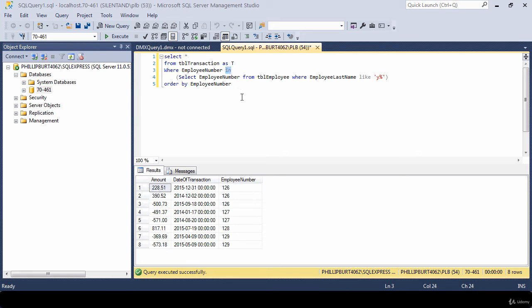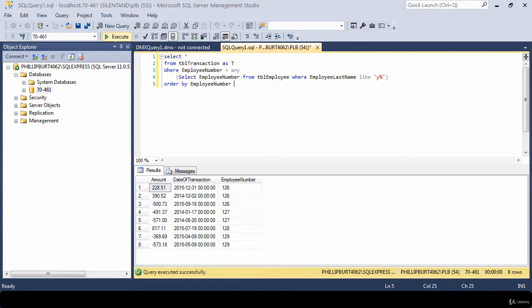Now there is another format you can use as opposed to in, and that is equal any. So what I'm saying is that I want the transaction number in table transaction to be equal to any of the following: 126, 127, 128, 129.